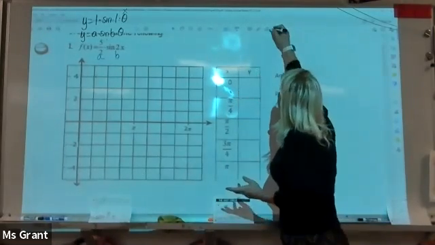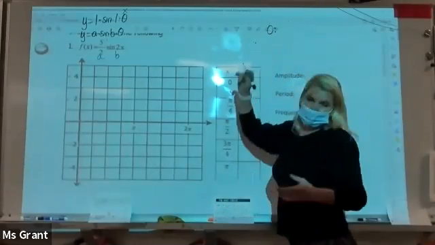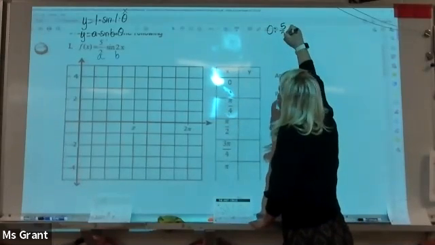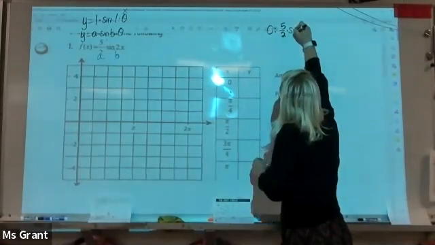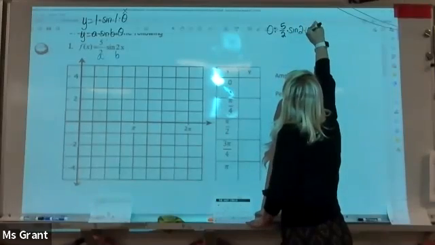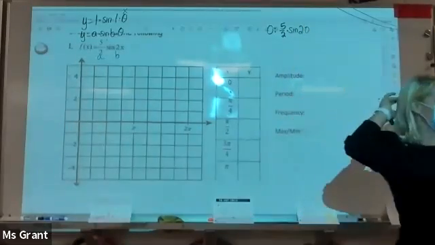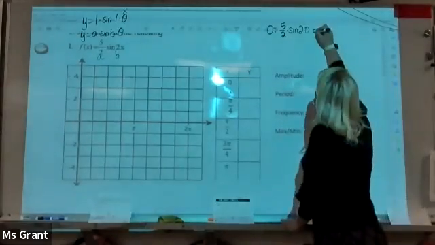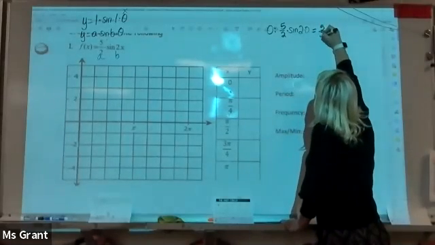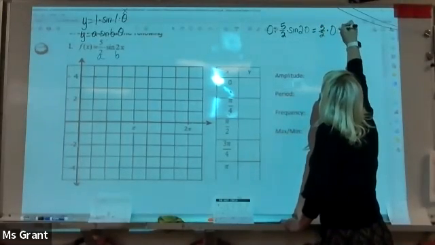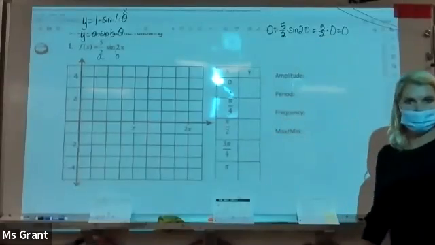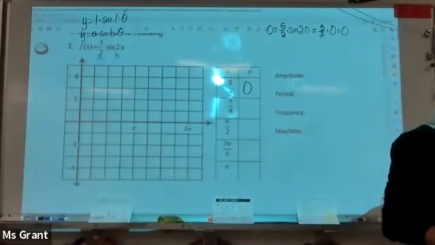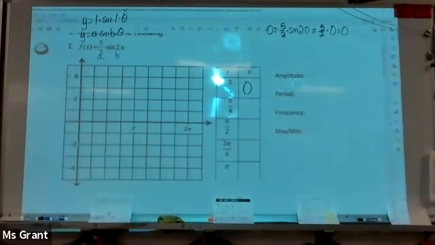Zero. So you're going to have to put your work wherever you can. 5/2 times sine of 2 times 0. Well, sine of 2 times 0 is sine of 0. So this is basically like 5/2 times 0. Sine of 0 is 0. What's the y value at 0?